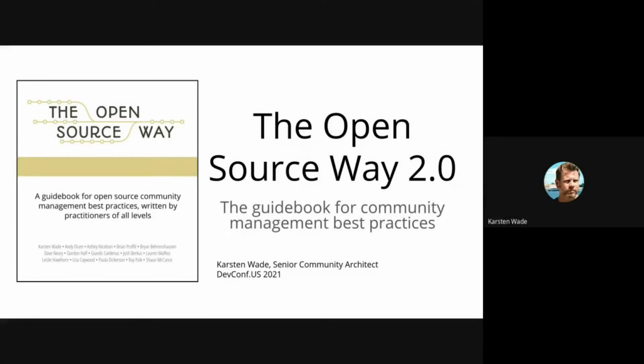I'm here to talk with you about the latest version of the Open Source Way, the guidebook for community management best practices. My name is Karsten Wade, and I'm a community architect in Red Hat's Open Source Program Office. Although I served as a project lead for the 2.0 release, I am otherwise one of many writers, editors, community experts, and open source practitioners who worked on this guidebook. And you can find a full list of contributors at the end of the guidebook, which I'll be showing you in a few minutes.